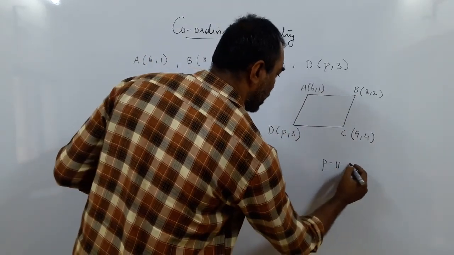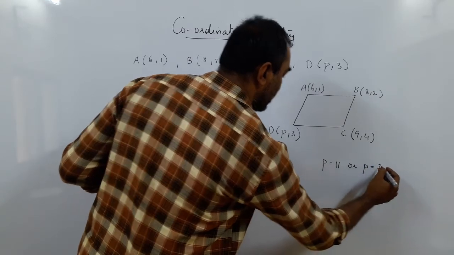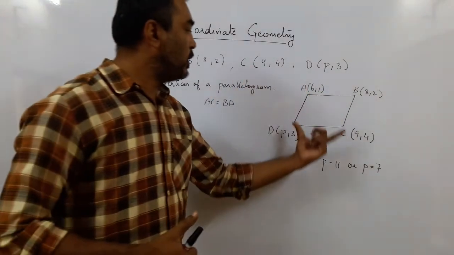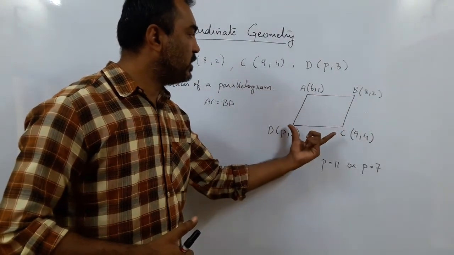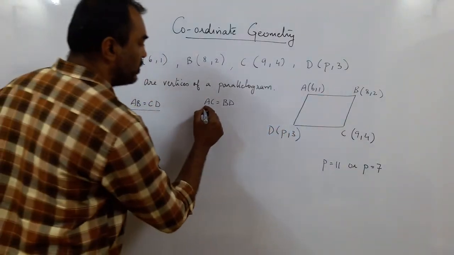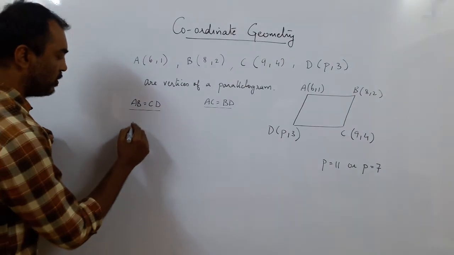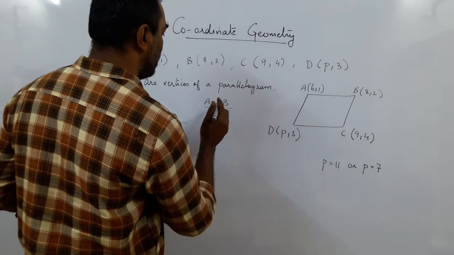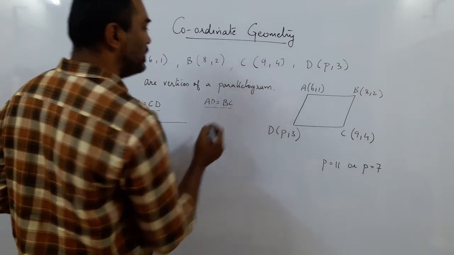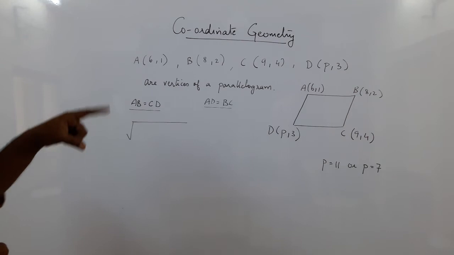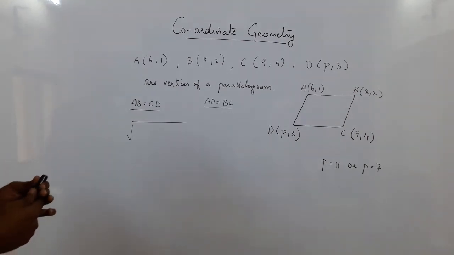So we got P equal to 11 or P equal to 7. This does not change. Why does this not change? Because AB equal to CD. Can you see this? AB equal to CD, so CD or DC is one and the same. But for the second condition, we have to rearrange the coordinates. So now, instead of AC, we have to write AD equal to BC. Okay, AB equal to CD, plus we have got AD equal to BC. So the conditions will change now.